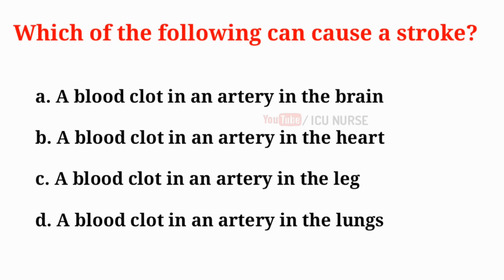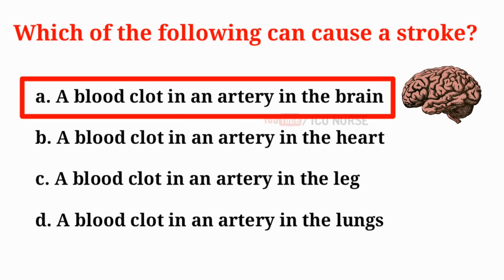Which of the following can cause a stroke? A. A blood clot in an artery in the brain. B. A blood clot in an artery in the heart. C. A blood clot in an artery in the leg. D. A blood clot in an artery in the lungs. And the correct answer is A. A blood clot in an artery in the brain.